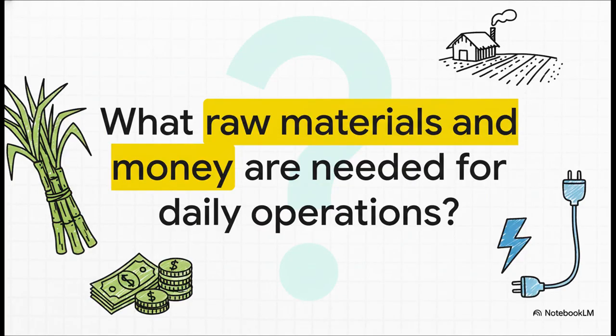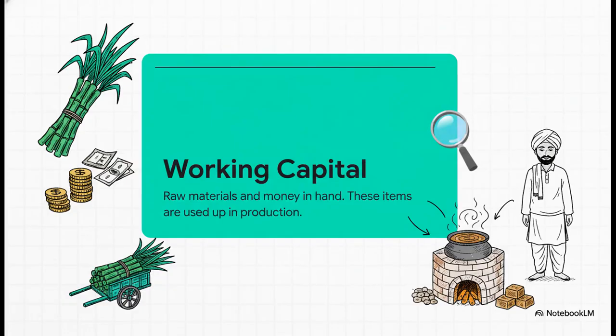Okay, so if the machine is fixed capital, then what about the sugarcane that Mishrilal needs to buy every single day? Or the money he needs to pay for the electricity to run his machine? What do we call those things? This is what we call working capital. It's made up of the raw materials and the money in hand that are needed for the day-to-day running of the business. So for Mishrilal, the sugarcane and the money to buy it are his working capital. You see, unlike his machine, these things get used up completely in the process of making jaggery.